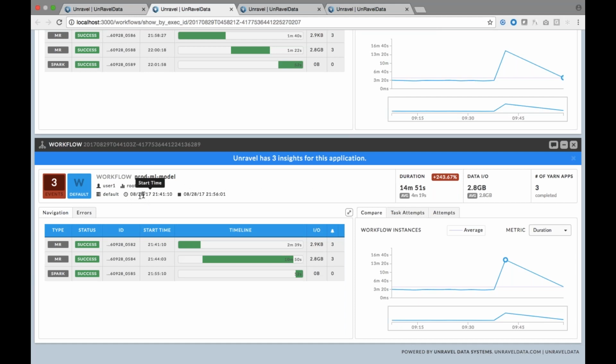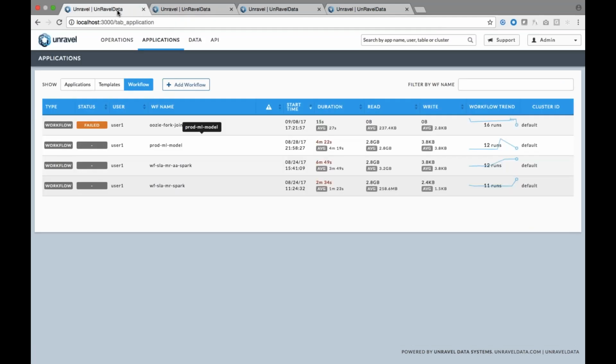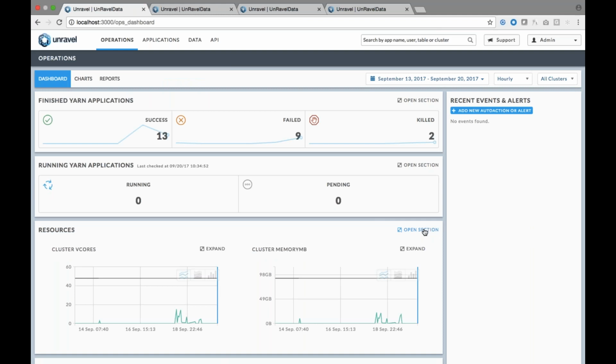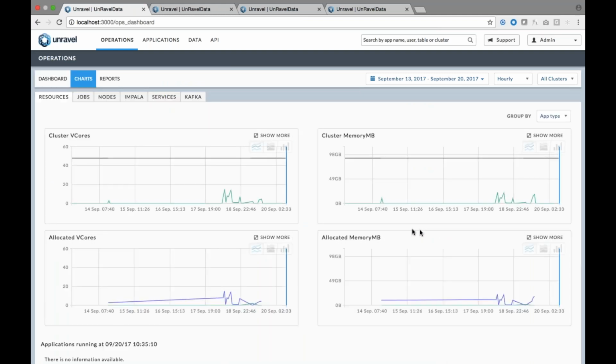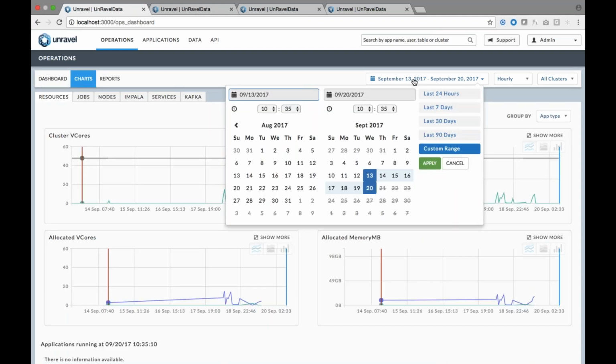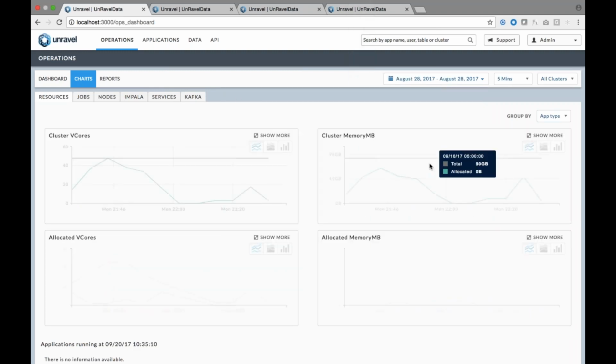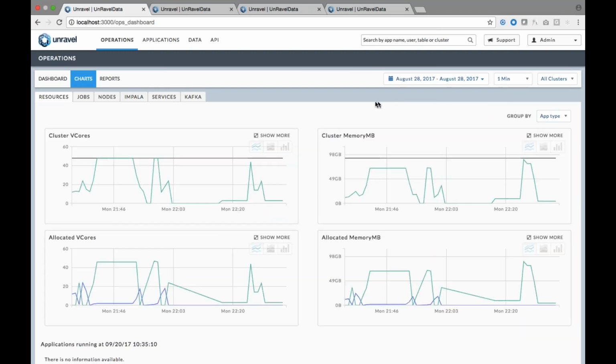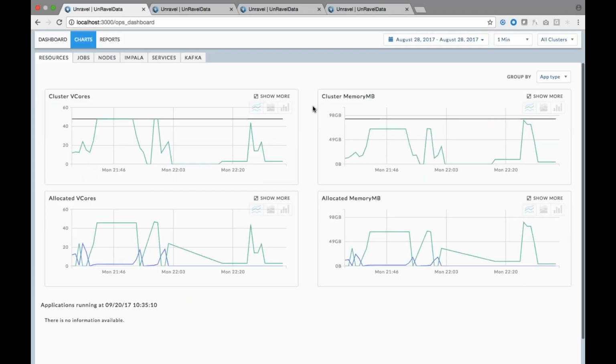So this particular application ran on August 28th between 21:41 and 21:56. Let's take a quick look at Unravel's operations views, where we can understand things from the entire cluster or multi-cluster perspective. We can zoom into the time range. In this case, it's August 28. Let's go into that time range and understand what was going on in the cluster. Right, let's zoom into a fine granularity of 1 minute to understand what is going on in the cluster during that time.